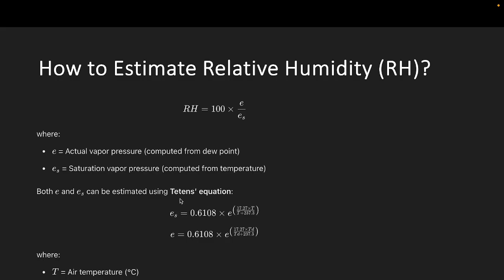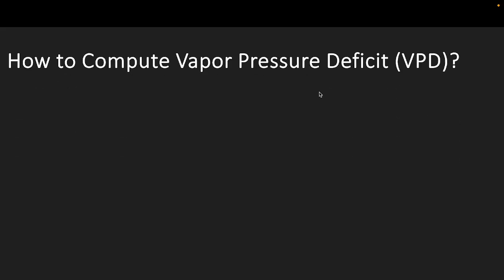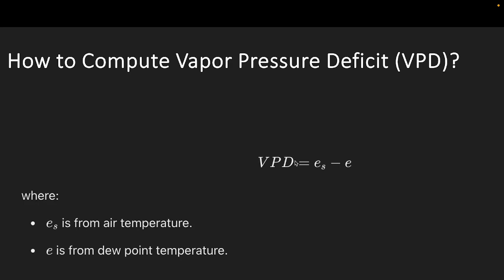Further, we just apply this equation, called the Tetens equation. Here you can see the variables: T is air temperature and TD is dew point temperature, both in degrees Celsius. So we can easily use this formula to calculate the relative humidity. We can also compute the vapor pressure deficit using this equation: ES minus E, where ES is from air temperature and E is from dew point temperature. Just simply subtract, and we can easily get the vapor pressure deficit.